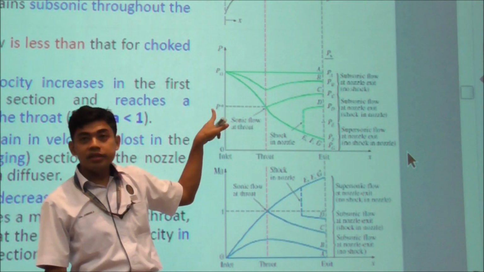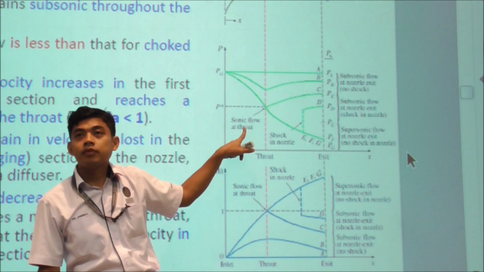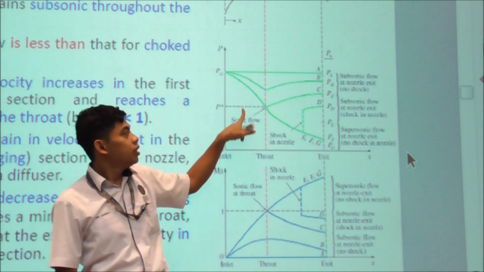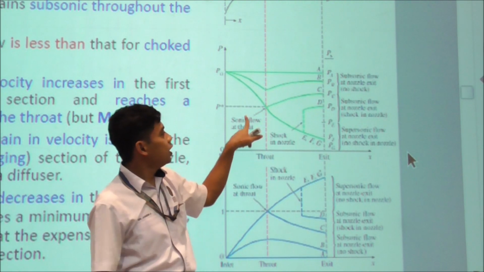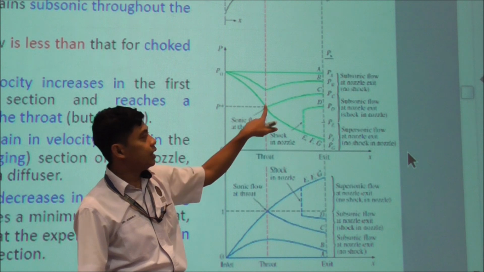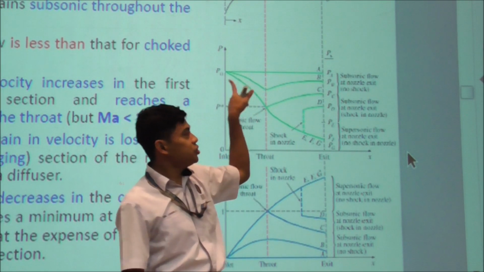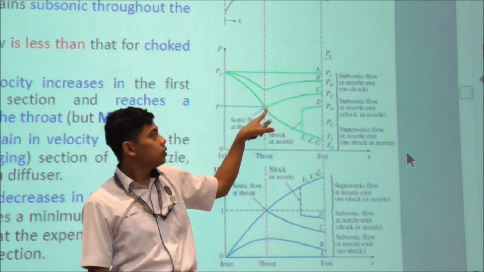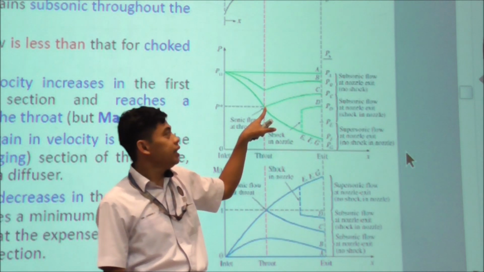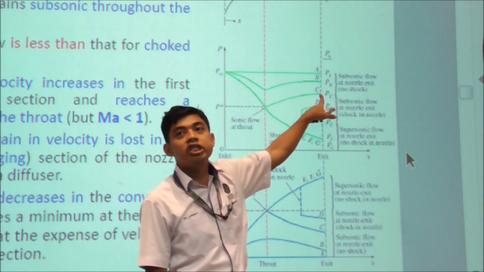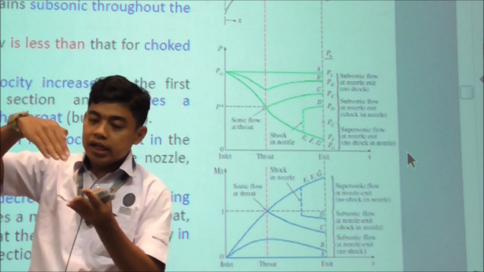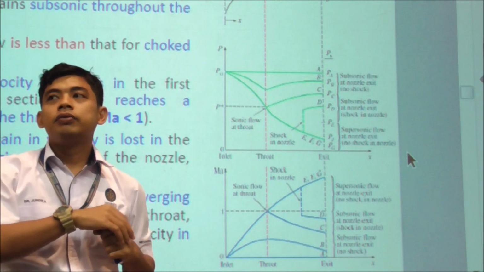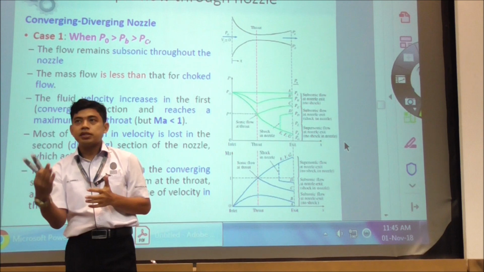When the throat reaches P star, what happens? You get a sonic flow at the throat. So when you reduce the back pressure further, you will reach a sonic flow in the throat, but the difference in pressure is not enough to maintain the sonic flow. So when it reaches the diverging part, it goes back into the subsonic region. Even though you already reached sonic flow, if you do not maintain the pressure, it will go up again, which means your pressure will increase and your velocity will decrease.